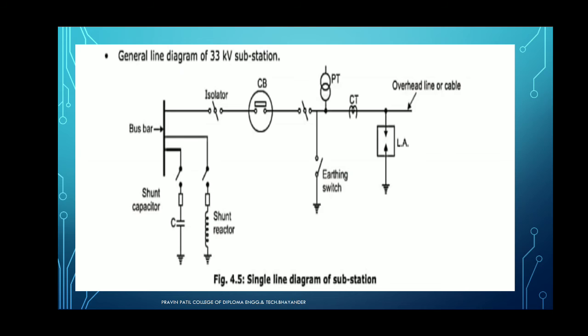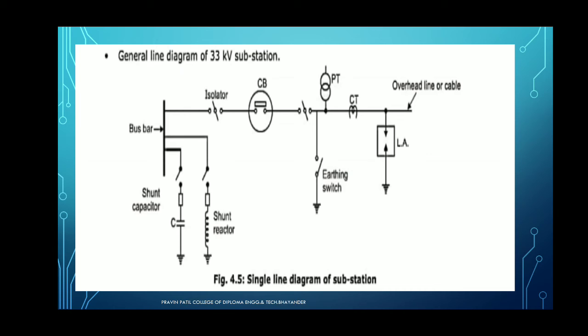Next we have to see the general line diagram representation of the 33 kV substation. Here the overhead line, or the cable, is connected. So this is the overhead line of 33 kV. On that overhead line, near to it, the lightning arrestor is connected. The main function of the lightning arrestor is that it diverts high voltage towards the earth.